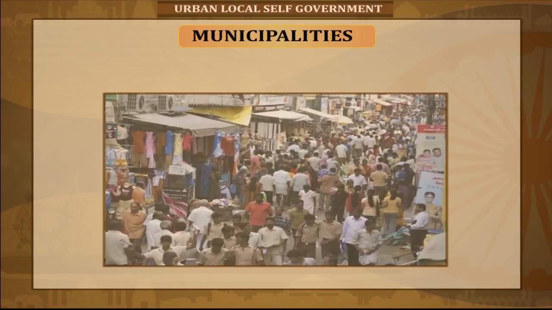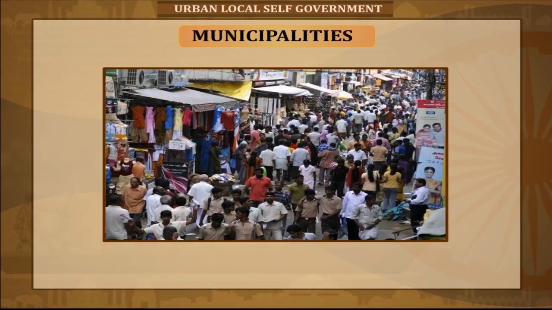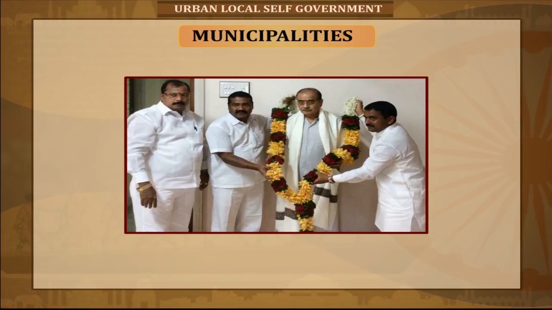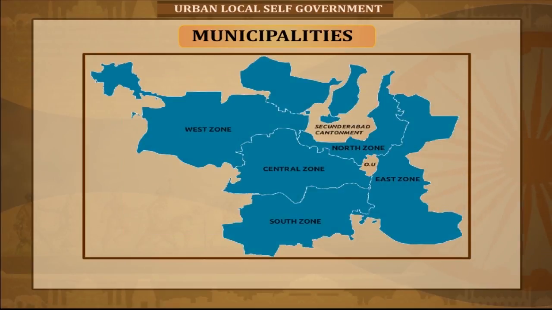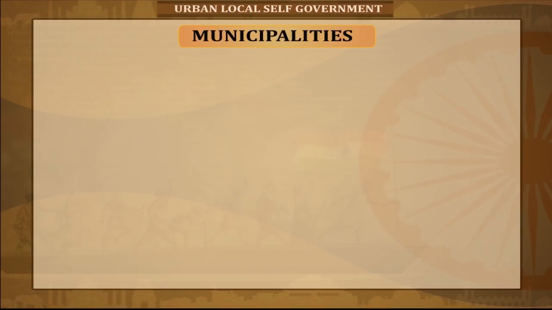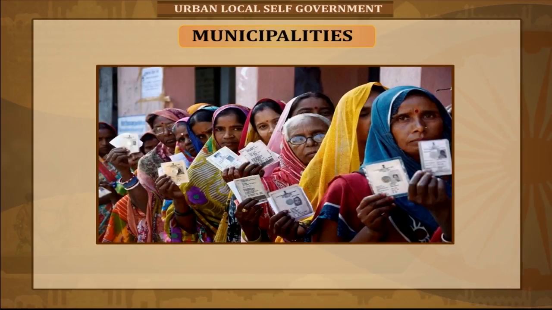Municipalities. Cities with a population between 20,000 and 5 lakh have a municipality or municipal council. The number of members of a municipality depends on the size of its population. The city is divided into several wards for the purpose of election of these members. One candidate is elected from each ward. The entire adult population in the city is eligible to vote. People above the age of 25 can contest the municipal election.